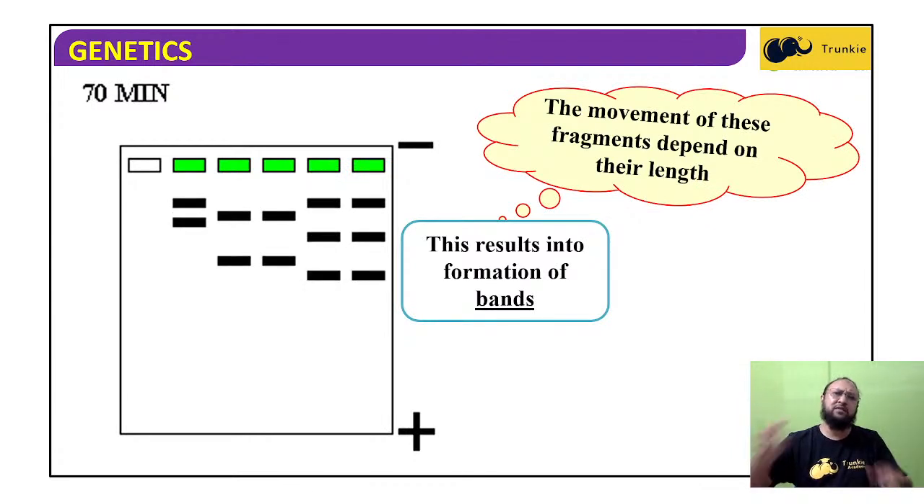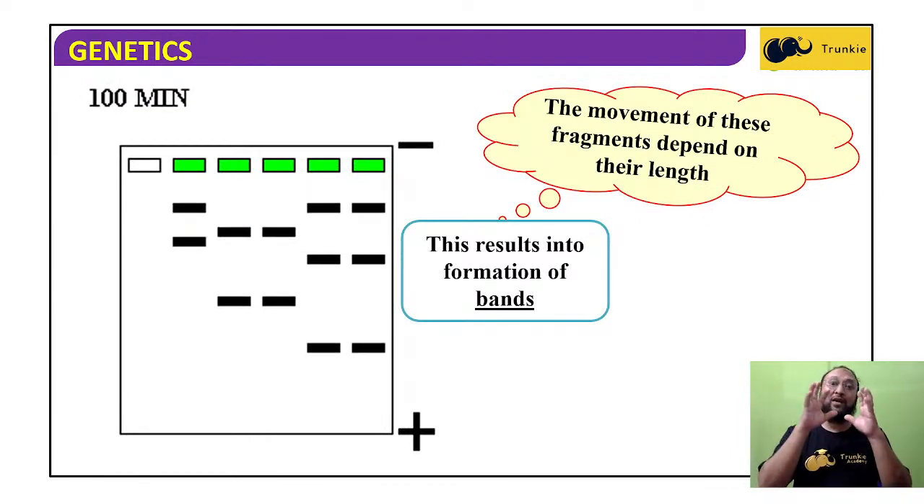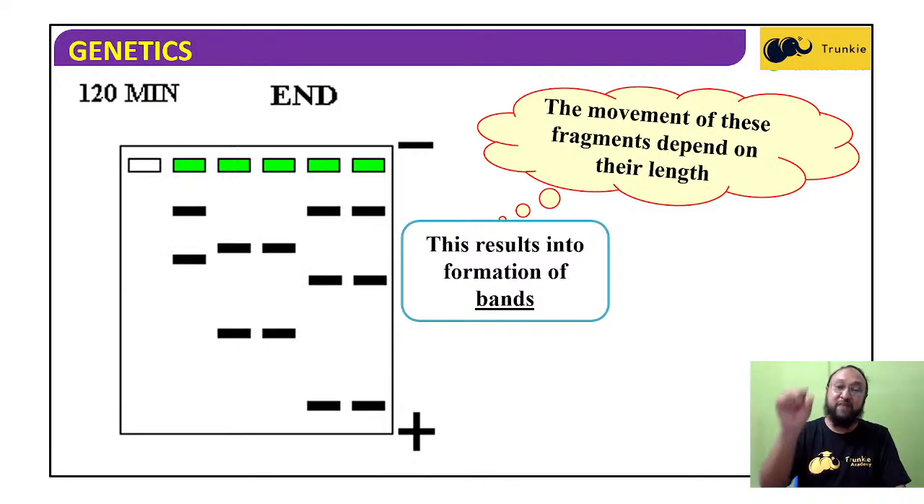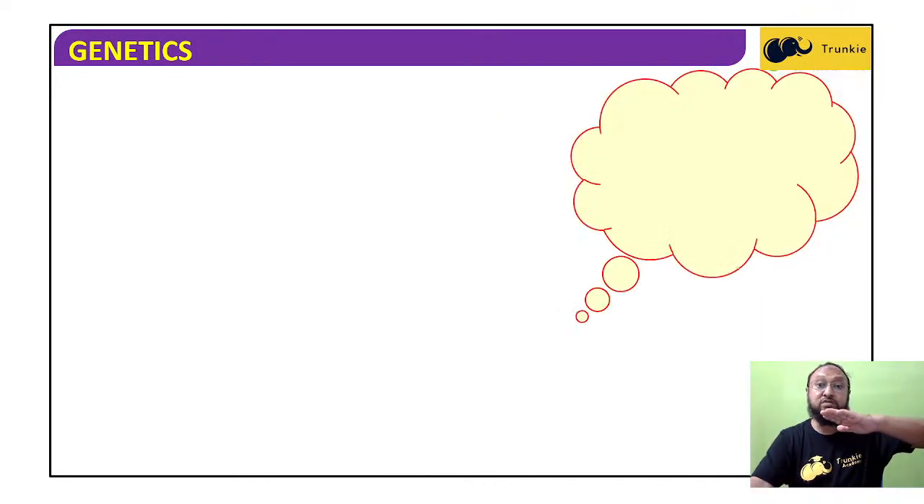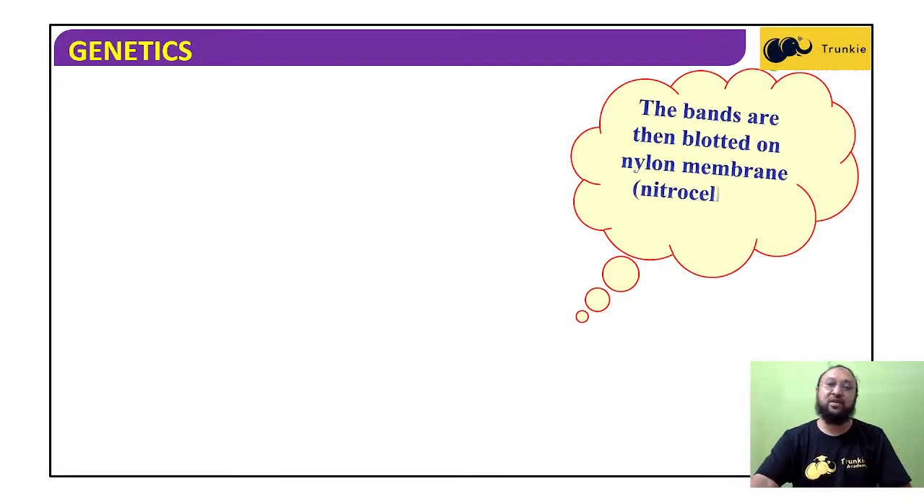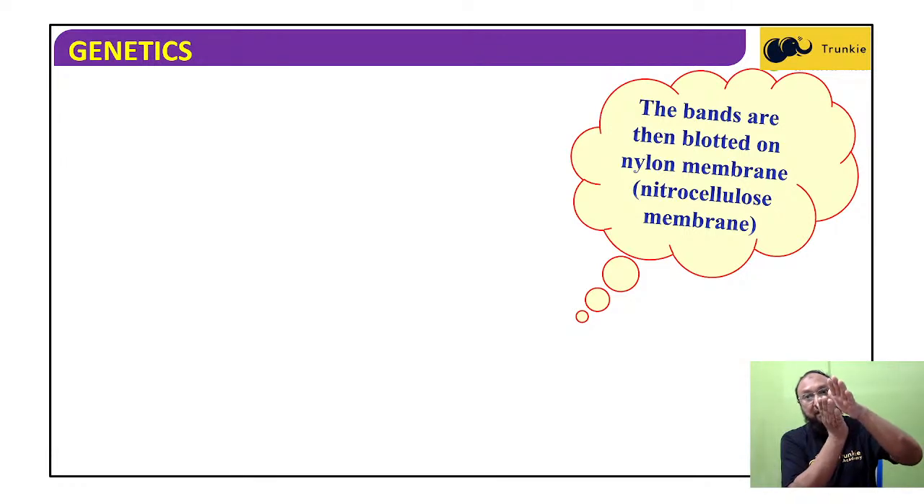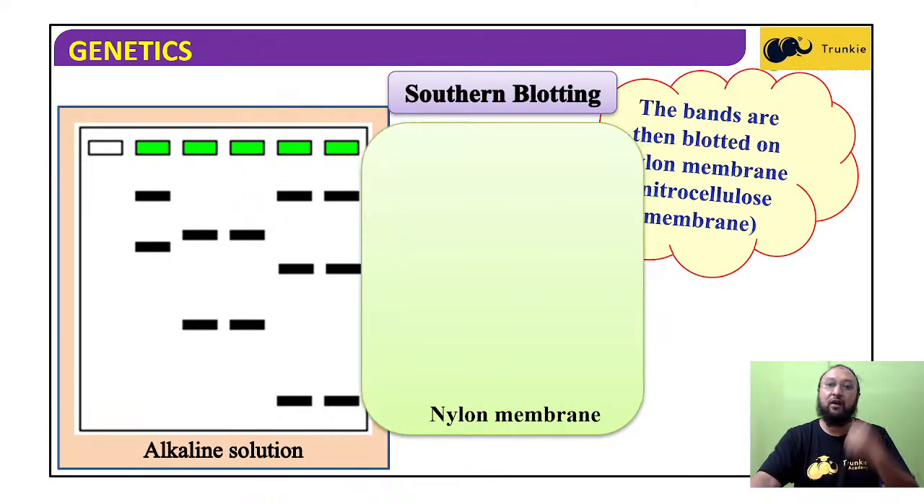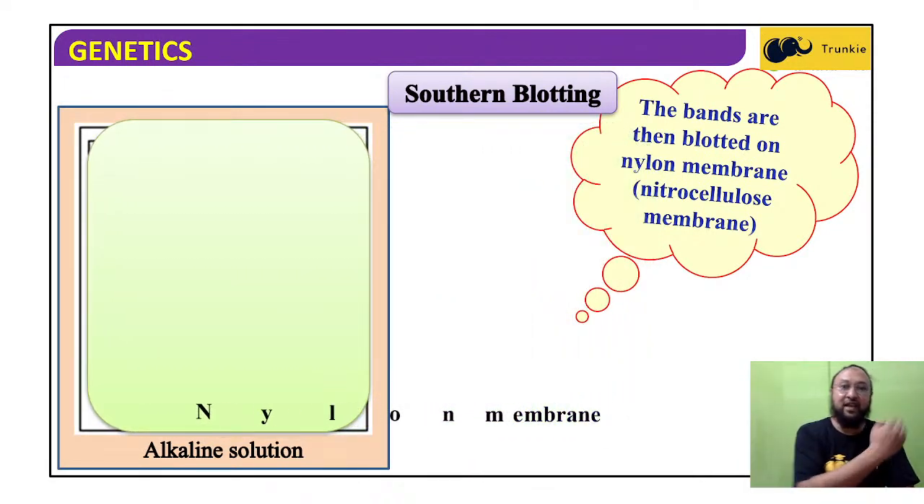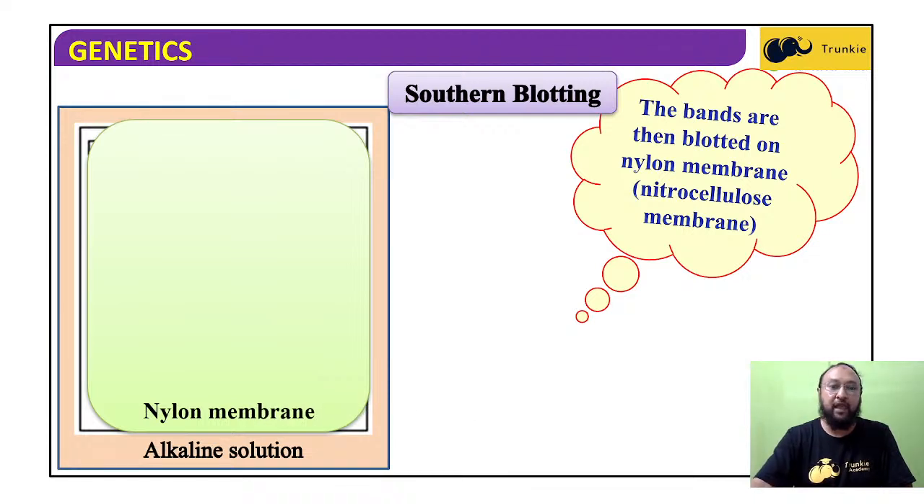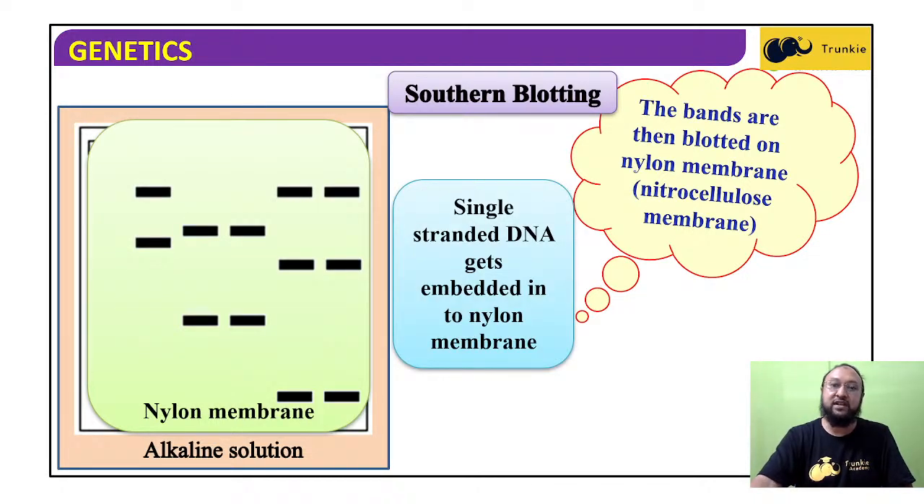So what happens whenever these bands are formed? To get a clear picture of these bands, a nitrocellulose membrane is placed on the gel, so that the bands that have been formed on the agarose gel form an image, the picture will come on the nylon membrane or nitrocellulose membrane. This is called Southern blotting. So one nylon membrane is placed, and then single stranded DNA gets embedded to the nylon membrane.